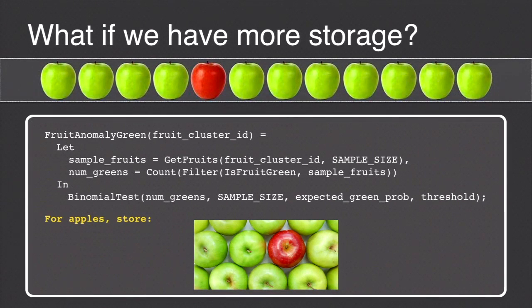However, what if we have more storage? What if instead of storing just two counters, we can store the entire batch of apples? In this case, to do the same anomaly detection is pretty easy. We could just get a sample of these apples, count how many green apples there are compared to the total number of apples, and do the same anomaly detection. Furthermore, since we have all the apples at hand, we can do anomaly detection on the shapes, sizes of the apples, whatever we want, afterwards as well.